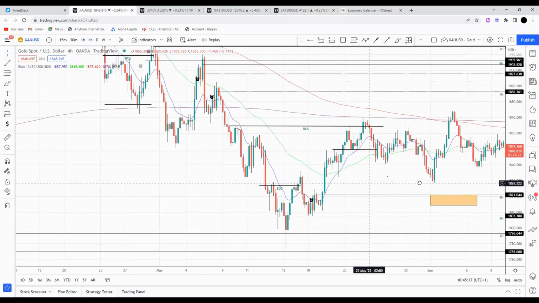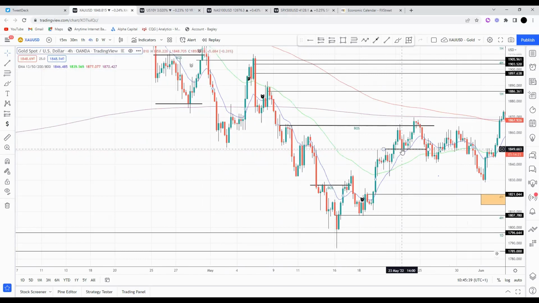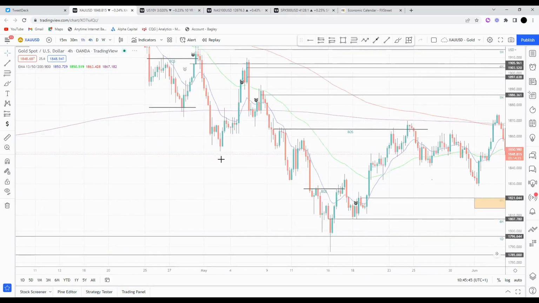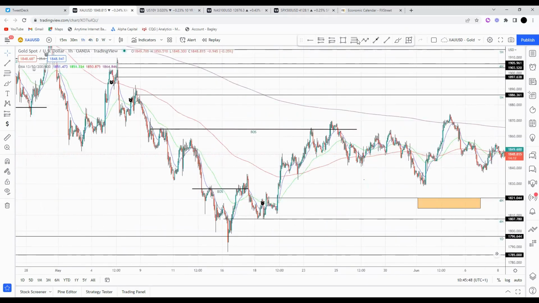Okay, gold flag lower, bearish trend. I'm just going to clean this up on gold. Right, let me just take this. This one here is another one on gold. Bearish. I'm just actually going to replay a lot of this.